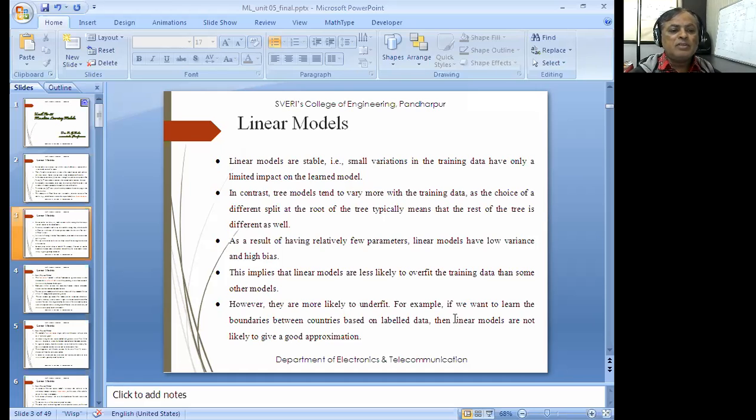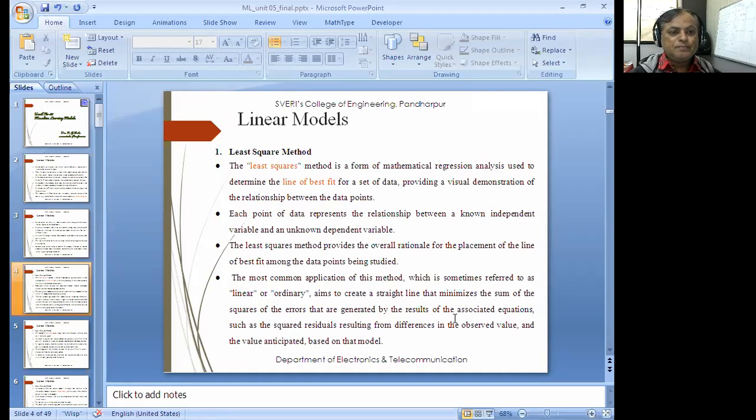Because if you want to learn the boundaries between the countries based on labeled data, linear models are not likely to give a good approximation. So, for an example of how the underfitting issue can arise: if we are learning boundaries between the countries based on labeled data, linear models are not likely to have a good approximation. As far as underfitting is concerned, linear models are not as good as they need to be. So the overfitting issue is not there with the linear model, but the underfitting issue is. Now there are different methods under these linear models.